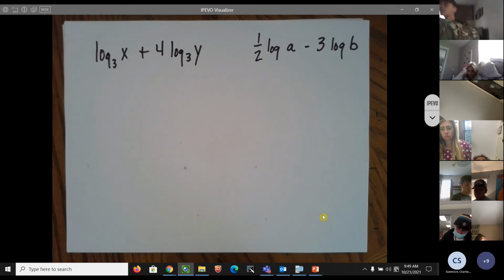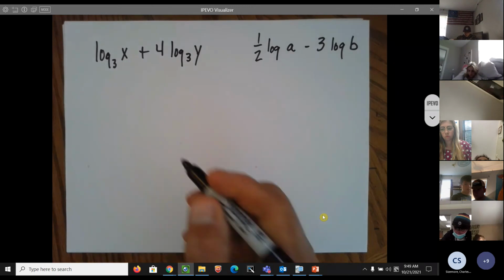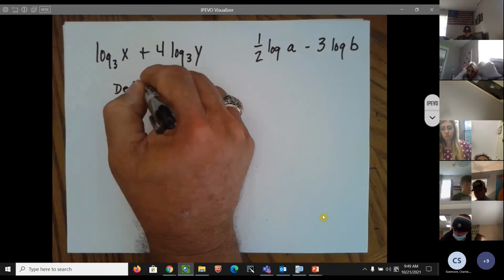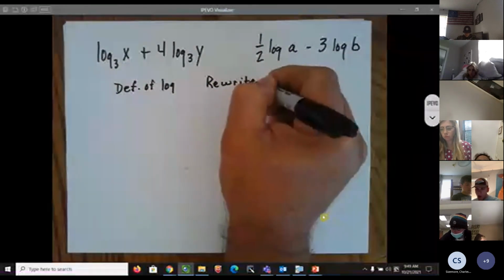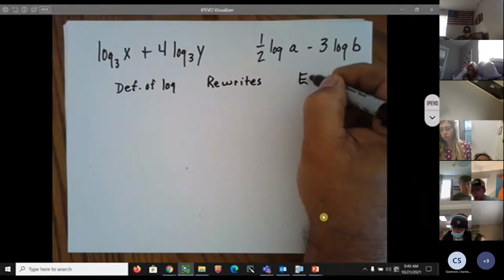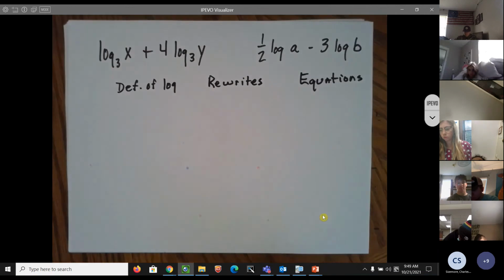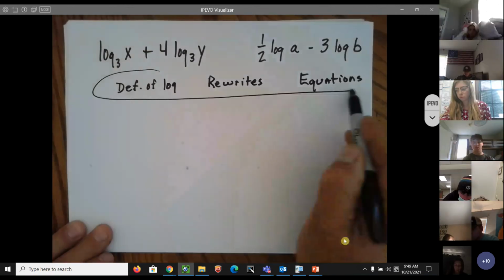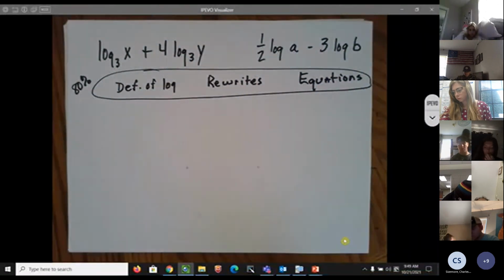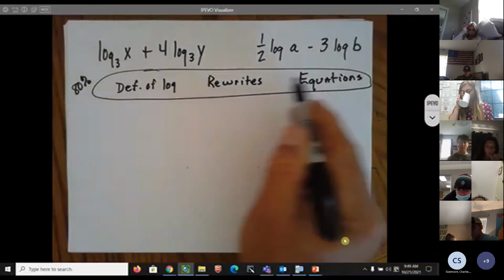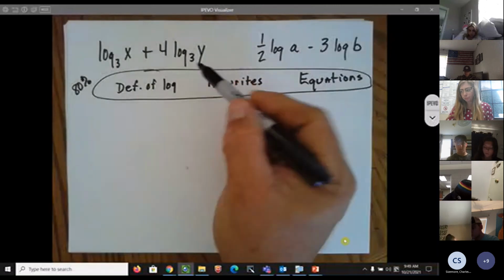You'll probably have 4 or 5 more of each on the test, because I can tell you right now, the definition of a logarithm, rewrites, and equations are going to be 80% of your test. Okay? 80% of your logarithm test. I'm going over logarithms right now in Math 130. And you've got to remember this stuff right here. And these are rewrites.